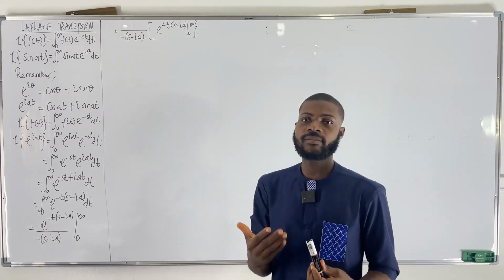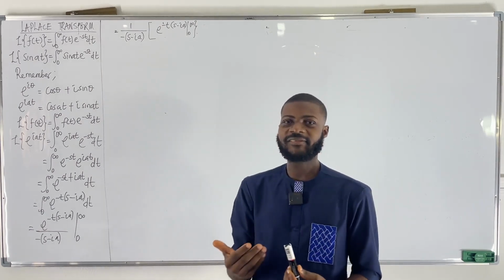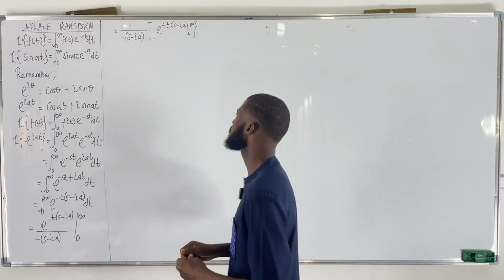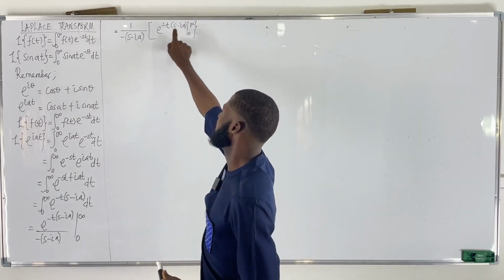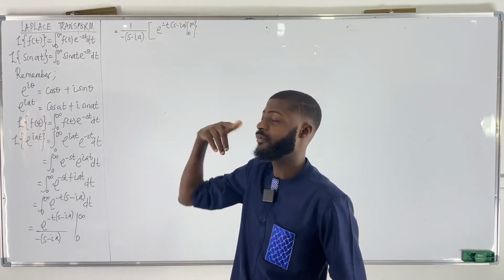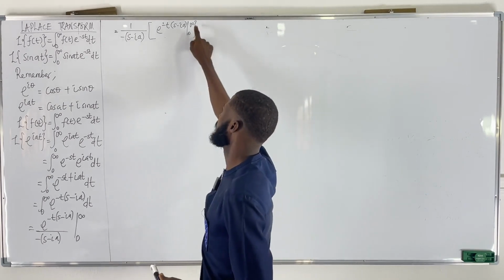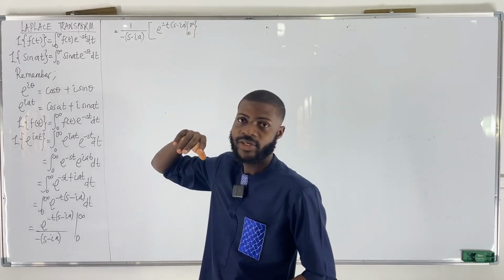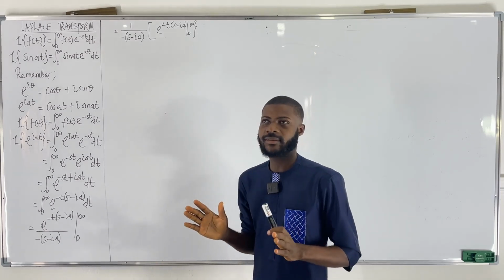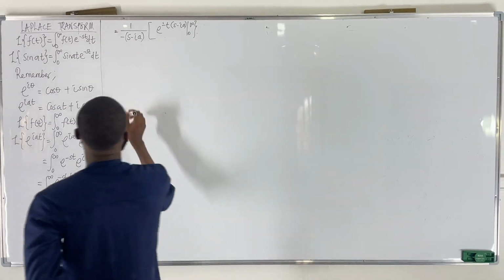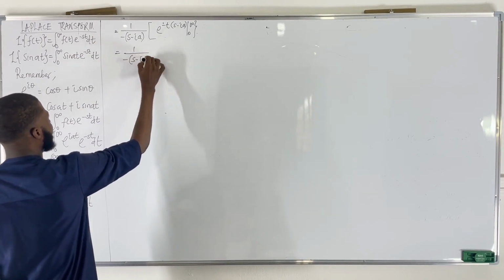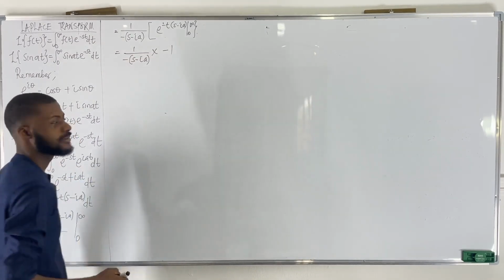Now, let's save ourselves this stress. Remember that this bracket would always give you minus 1. I said it at the beginning. That will always give you minus 1, so there's no need for us to be inputting our limits. It should always give minus 1. So this will become 1 over minus s minus ia, times minus 1.